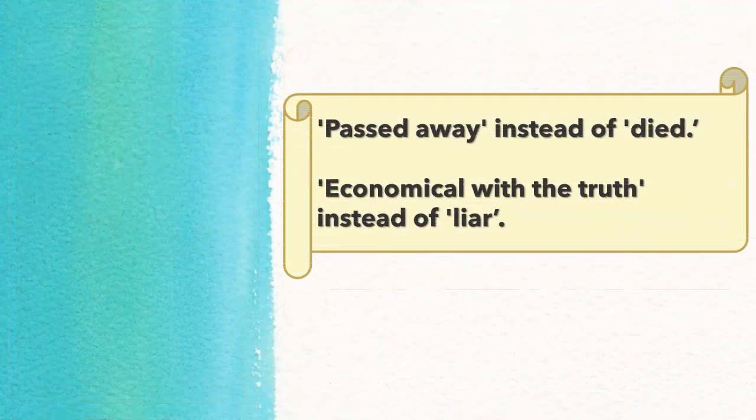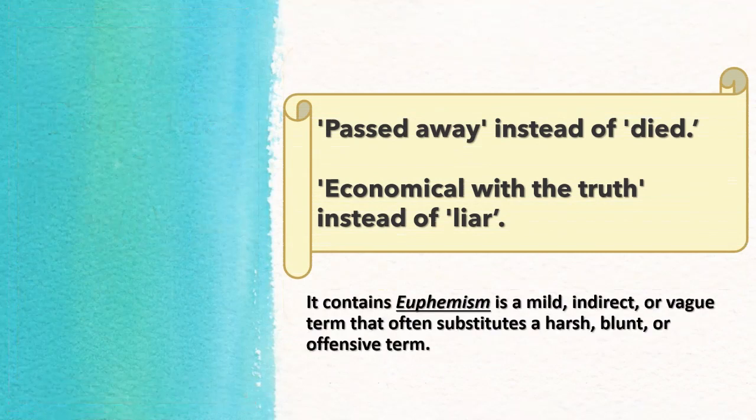Pass away instead of died. You use the words pass away instead of died. Or economical with the truth instead of liar. Those are what we call euphemism. It's an indirect, polite term so that your statements will not be that harsh or offensive to the readers or to your audience.